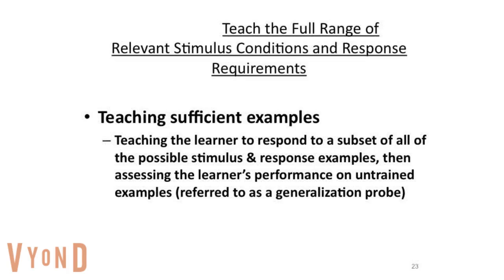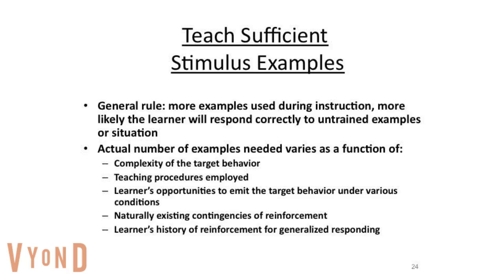So teaching sufficient examples, as I've mentioned before, you're going to teach the learner to respond to a subset of all the possible stimuli, all the possible response examples, and then you can assess their learning by probing, or a generalization probe, of untrained examples. So in teaching sufficient stimulus examples, the general rule is that you want to make sure during the teaching or instruction time that you're teaching as many different types of examples as possible, right? We kind of discussed that already.